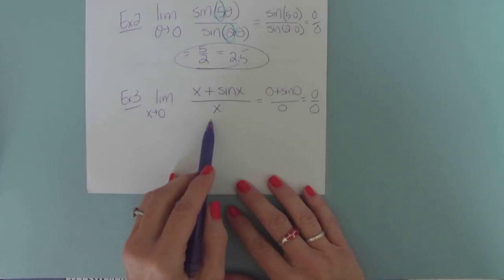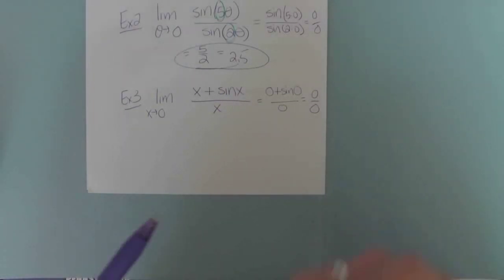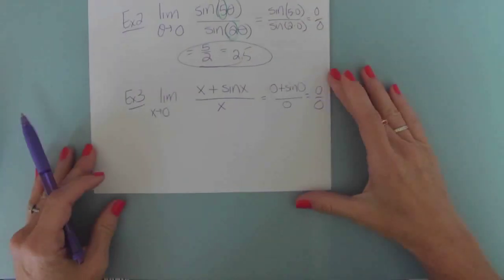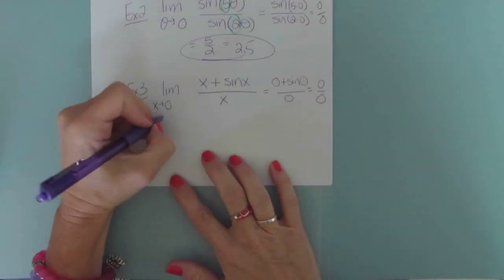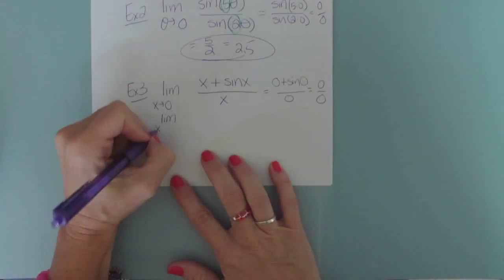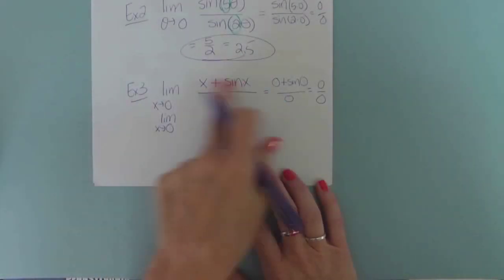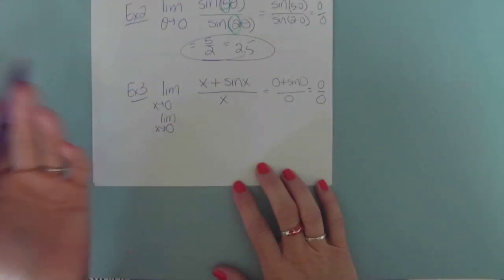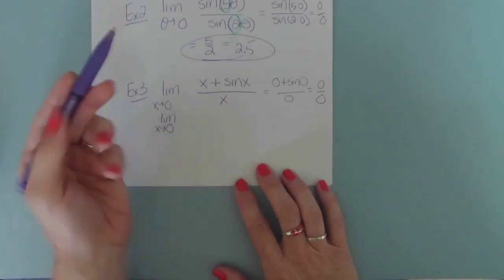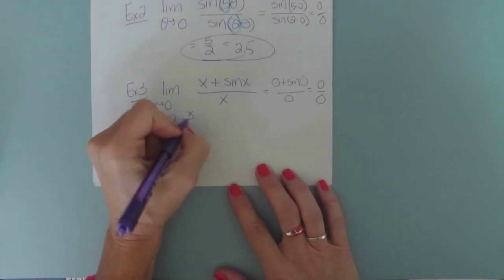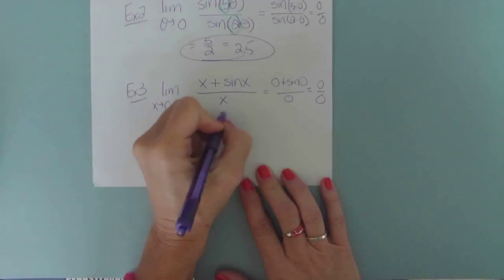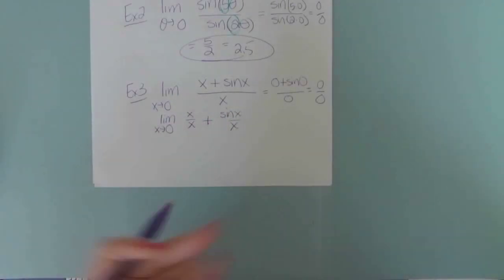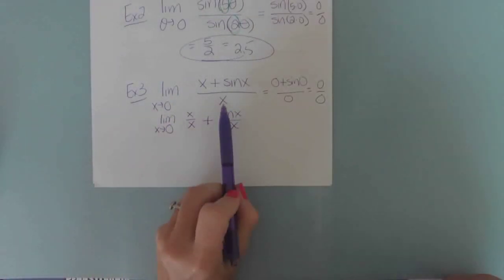So if I can find a way to isolate sine x over x, I can at least use formula number 1 in some way. So here's what I'm going to do. I'm going to recopy my limit, and using algebra and fractions, I am going to split this up. I'm going to write this as x over x plus sine x over x.